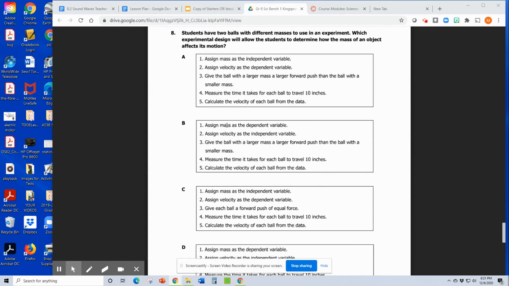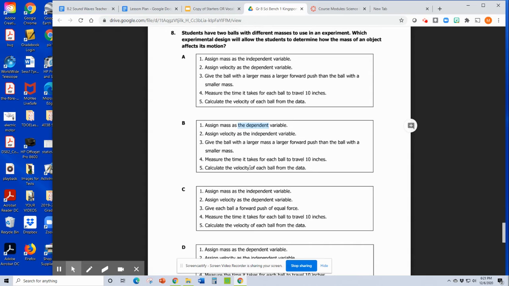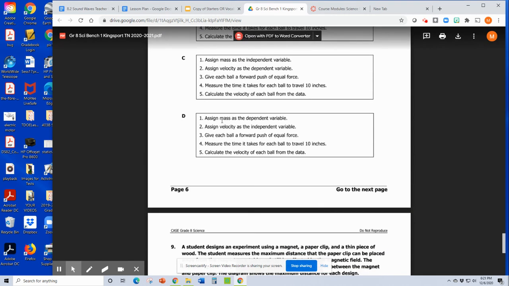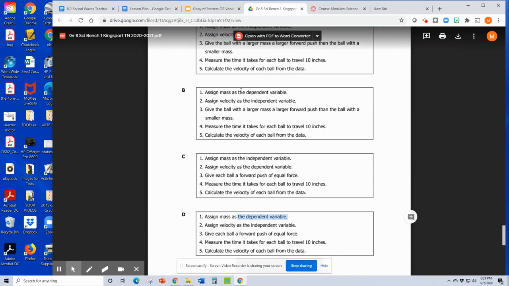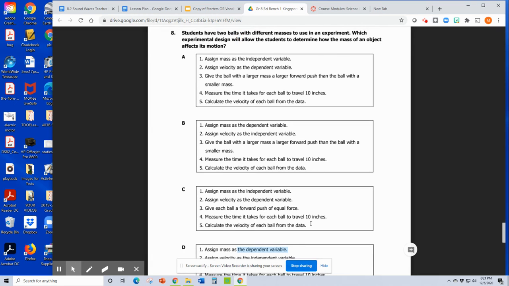B says assign mass as the dependent variable. All right, well, I can get rid of answer choice B immediately. Boom, it's gone. Answer choice C, assign mass as the independent variable. That's right. Assign velocity as the dependent variable. Okay, C is a possibility. D, assign mass as the dependent variable. That's not right. Boom. So I can get rid of B and D. So now I just have to look at A and C.